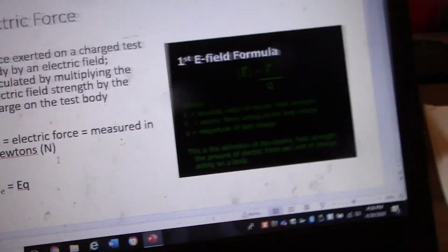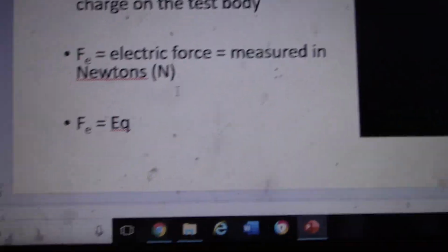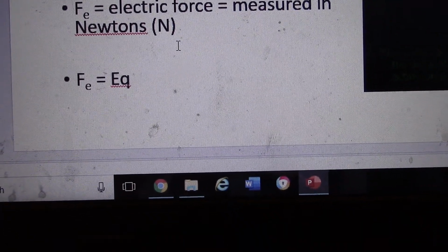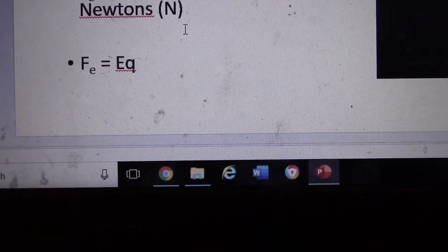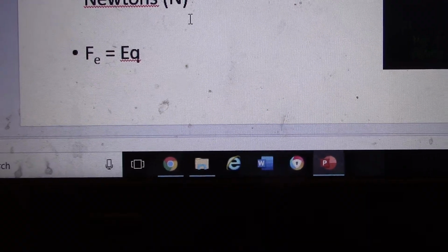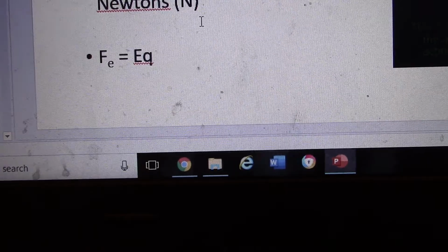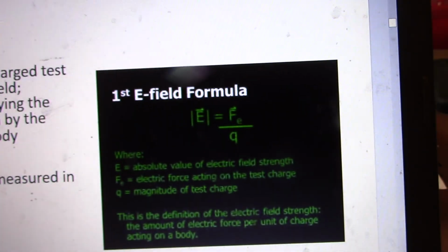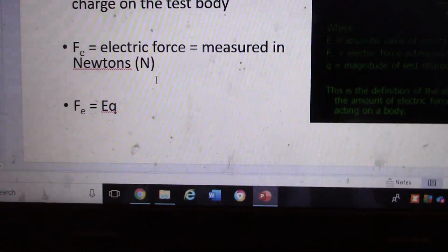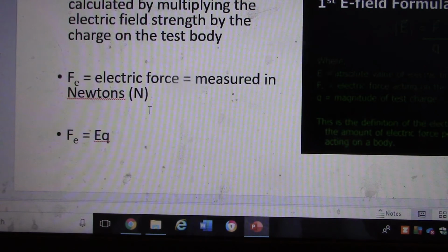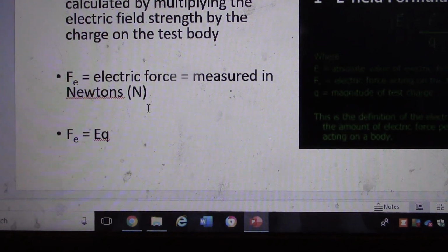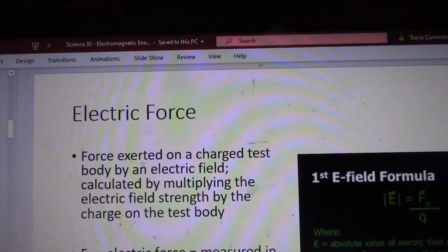And you can also solve for electric force, just like you can solve for gravitational force. So the force of electricity equals the electric field strength times the charge. Right, and E would be the value that we would get of the electric field. So the electric field strength times the charge present. Okay.